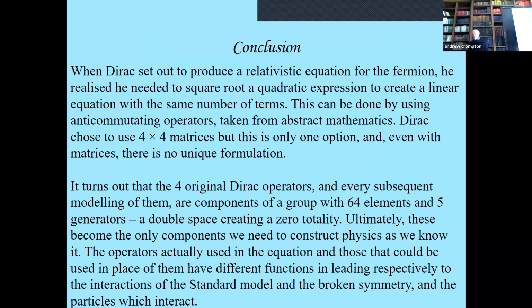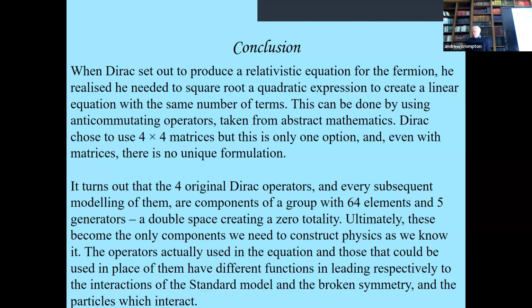It turns out that these operators, and every subsequent model of them, are components of a group with 64 elements and 5 generators, a double space creating zero totality. Ultimately, this is all we need to construct all physics. I mean, I'm a long way into it, but there's still a bit of work to do. You've got to get the masses of the particles and stuff.